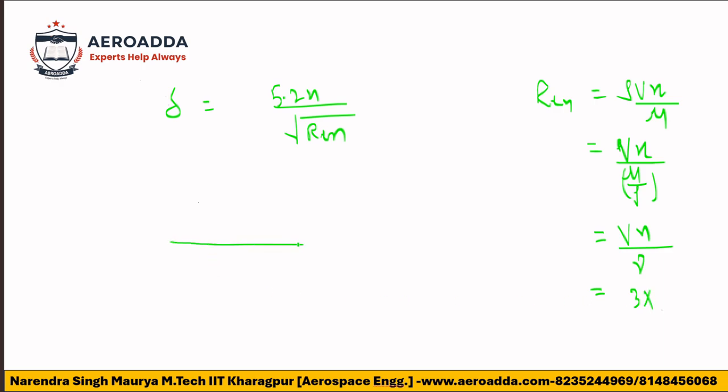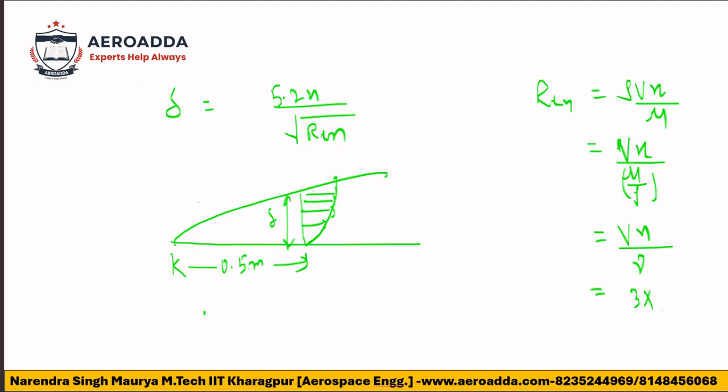Basically, I will draw the diagram so it will be more clear. This is basically delta, but here they are asking delta star, which is placed at 0.5 meter. I think now it is clear. 0.5 meter, yes, meter. So now here first you calculate delta, then only you will be able to find delta star.